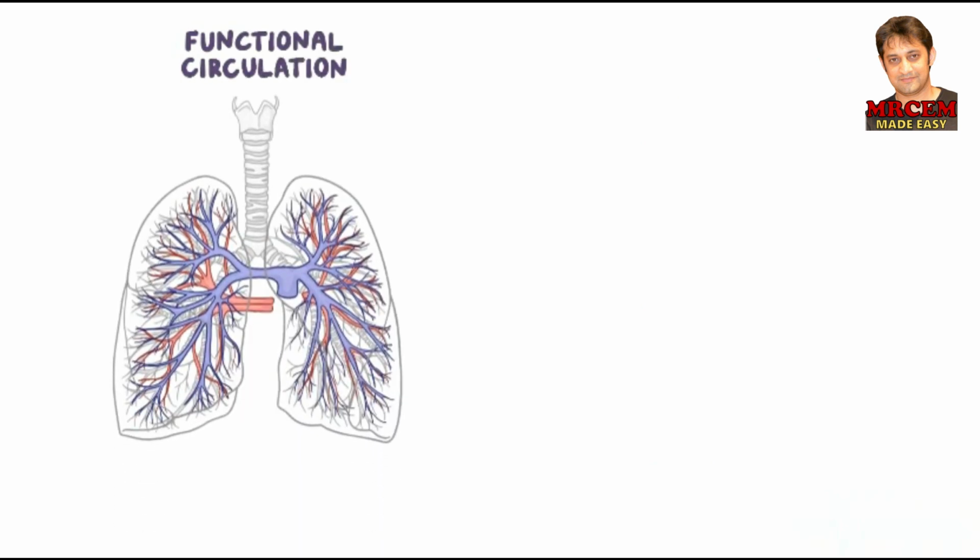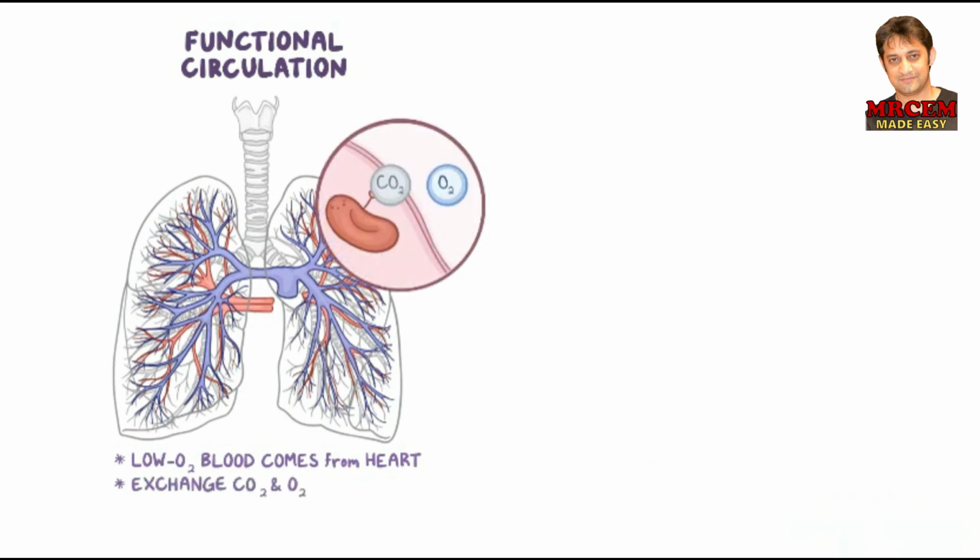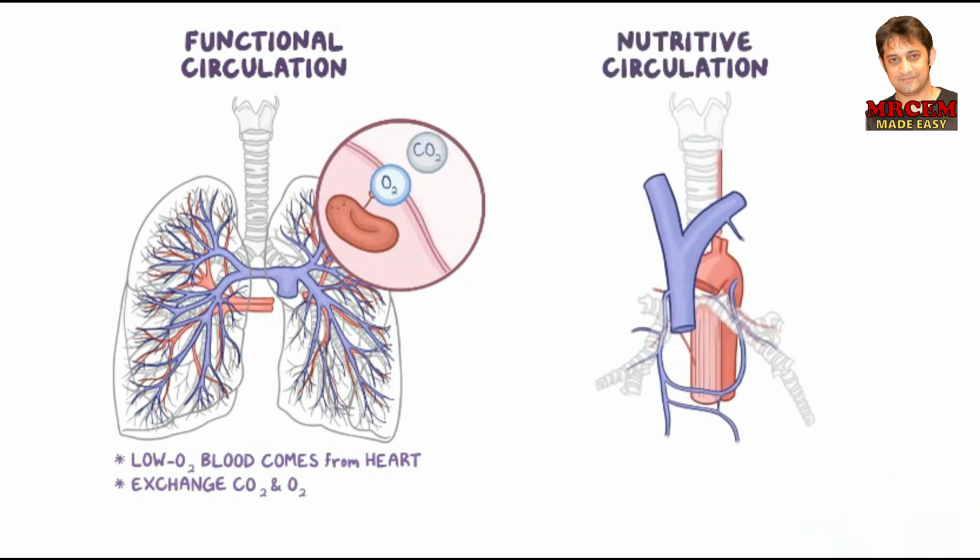When thinking of the blood supply to the lungs, you need to consider two different circuits. First, there is a functional circulation, where low oxygen blood comes from the heart and reaches the lungs in order to exchange carbon dioxide with oxygen from all the tissues throughout the body. Then, there's a nutritive circulation, which also comes from the heart, but this time, oxygenated blood nourishes the lungs themselves.